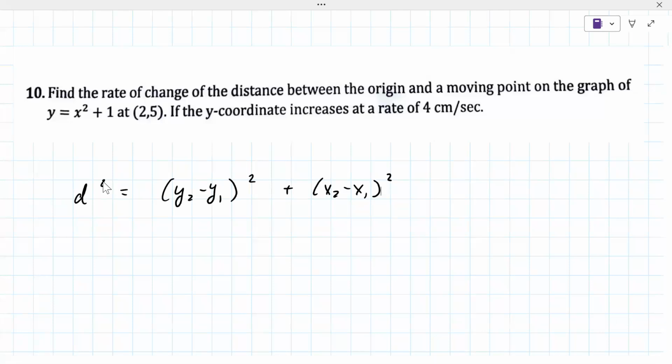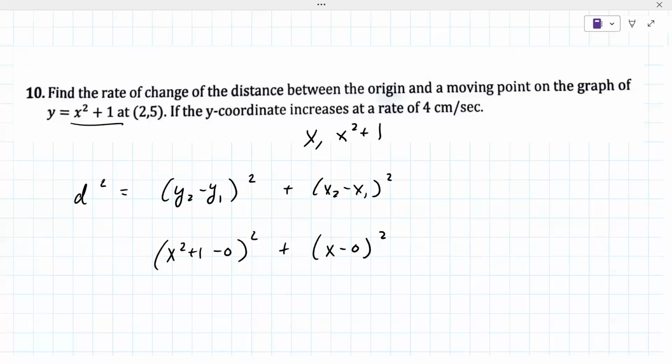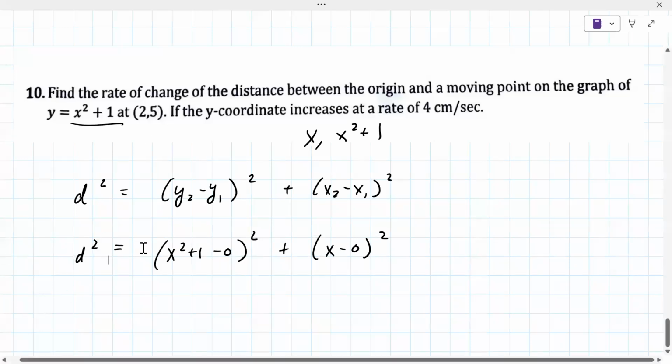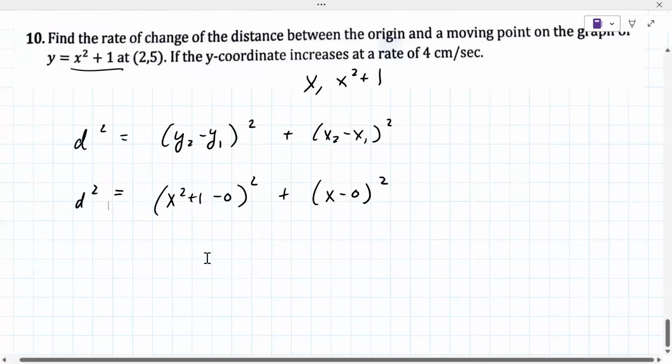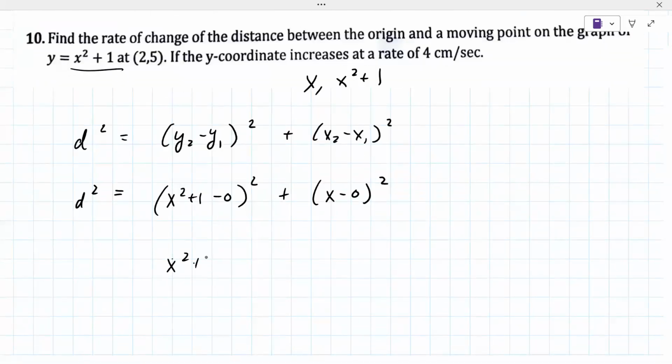We know that it's the distance between this function, which is x comma x squared plus 1. So the y2 is really x squared plus 1 minus 0 squared, plus x minus 0 squared, like that. That's the distance squared. Now, why are they giving the fact the y-coordinate increases? I don't know. Anyway, so we have x squared plus 1 squared plus x squared.